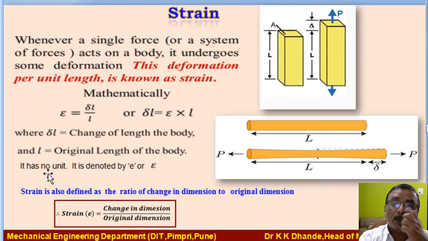So in short we may say strain is also defined as the ratio of change in dimension to original dimension. It has no unit. Remember here.